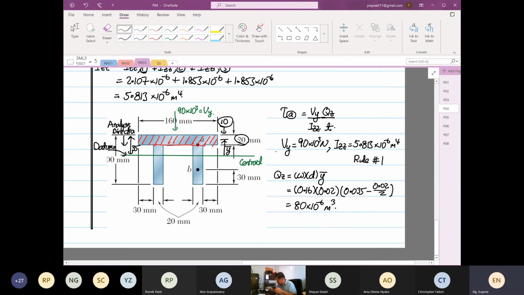Meter cube. Okay, so the width is 0.16. Let me do it again. Times 0.02 times 0.035 minus 0.02 divided by 2, close bracket, is 80 times 10 to the power minus 6 meter cube. Okay, good news. We have this, we have this, we have this.